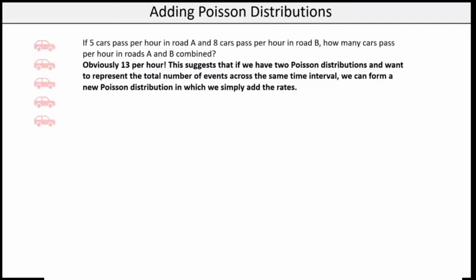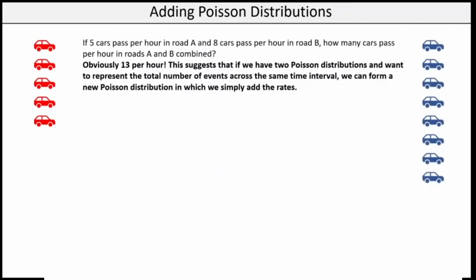If we have 5 cars passing every hour on road A and 8 cars every hour on road B, for the combination of these two roads, yes, it's going to be 13 cars per hour. We have the two distributions. They represented the same time interval. We could have simply added them together.